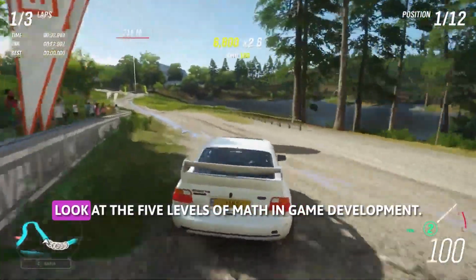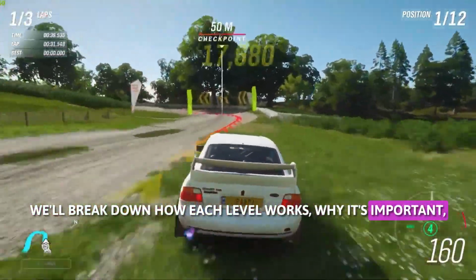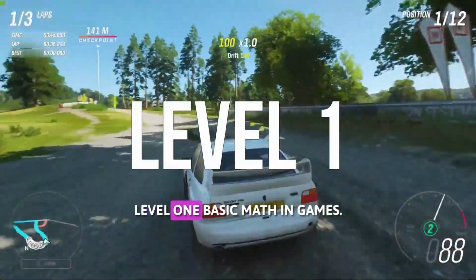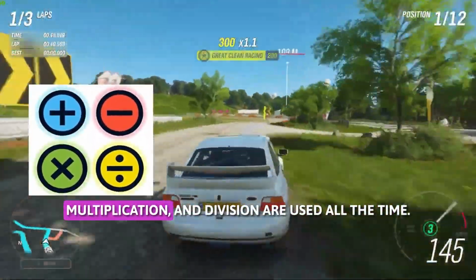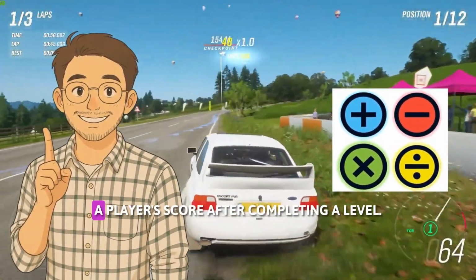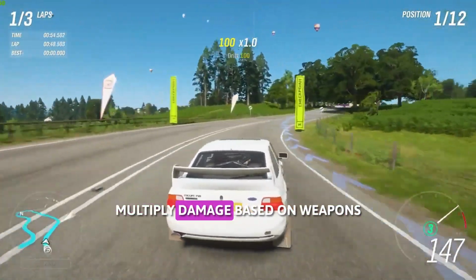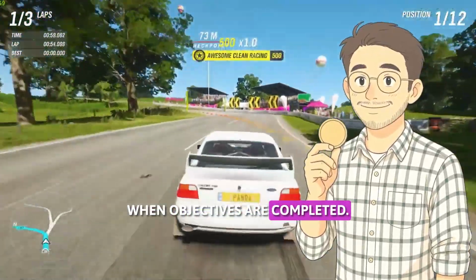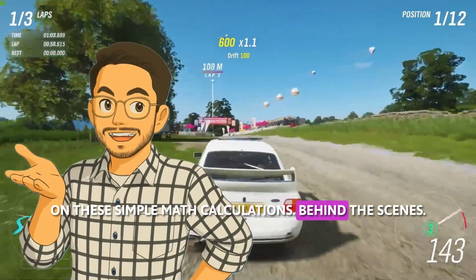Alright, let's take a closer look at the 5 levels of math in game development. We'll break down how each level works, why it's important, and how understanding it can help you create better and more polished games. Level 1, Basic Math. In games, basic math operations like addition, subtraction, multiplication, and division are used all the time. For instance, these operations help calculate a player's score after completing a level, reduce health when the player takes damage, multiply damage based on weapons or power-ups, and add coins or other rewards when objectives are completed. Basically, almost every mechanic in a game relies on these simple math calculations behind the scenes.